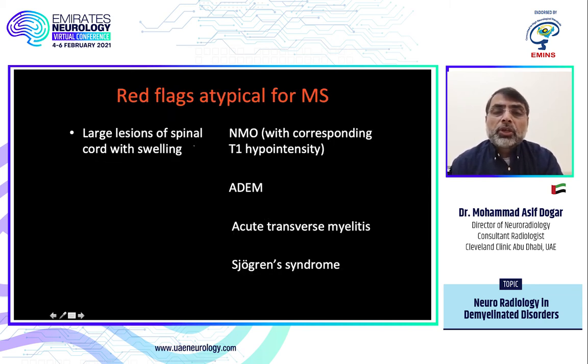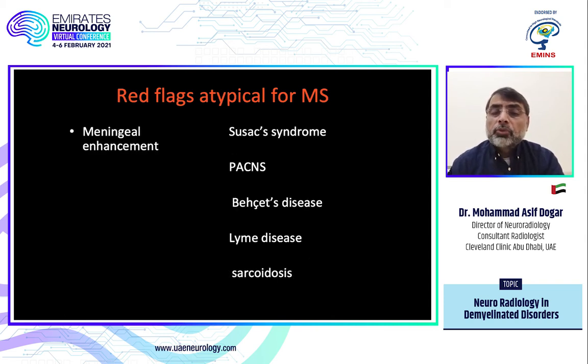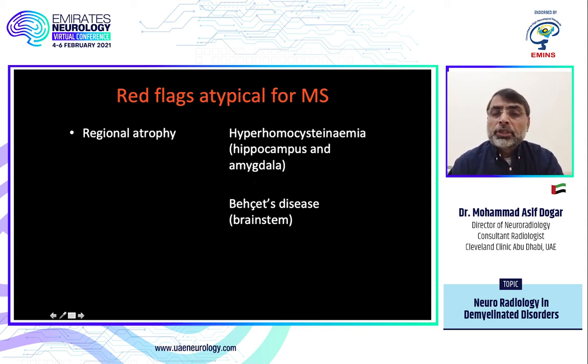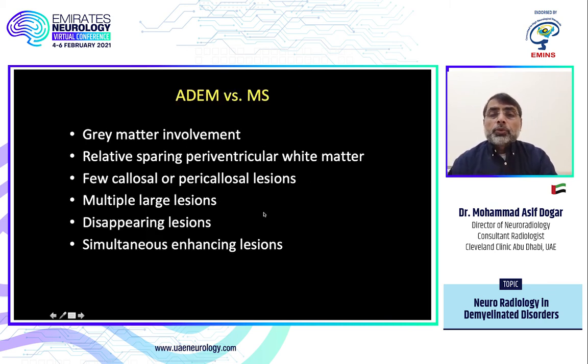If there's a large spinal cord lesion, could be NMO. And again, if they have T1 hypointensity, could be ADEM, acute transverse myelitis, Sjogren syndrome, and some other disorders as well. If you have meningeal enhancement, then think of something else like Susac syndrome, could be primary CNS vasculitis, Behçet's disease, Lyme disease, or sarcoidosis. If you have regional atrophy, then it can happen in hyperhomocysteinemia or Behçet's disease. So let's take a look at some cases here, ADEM versus MS.